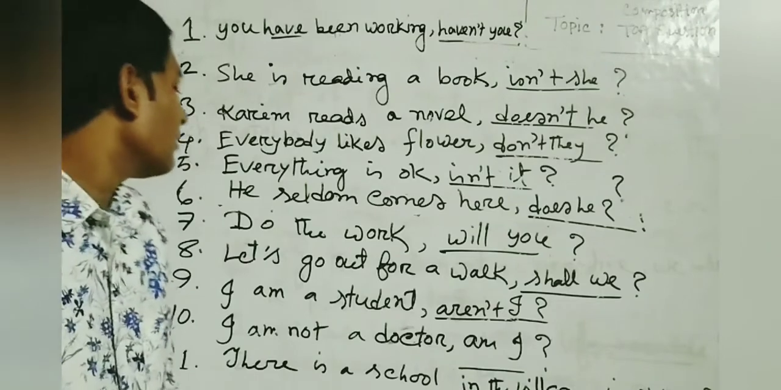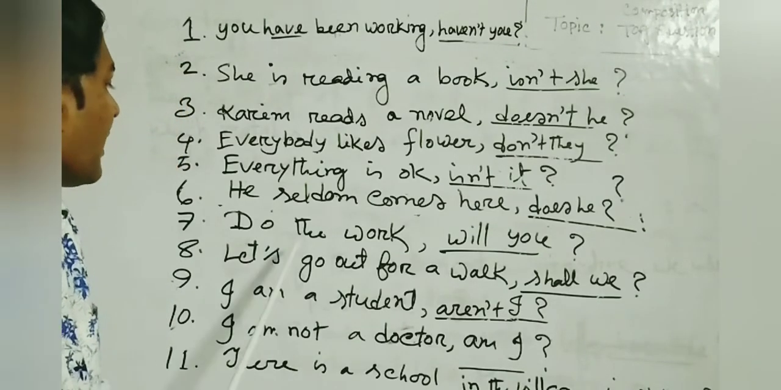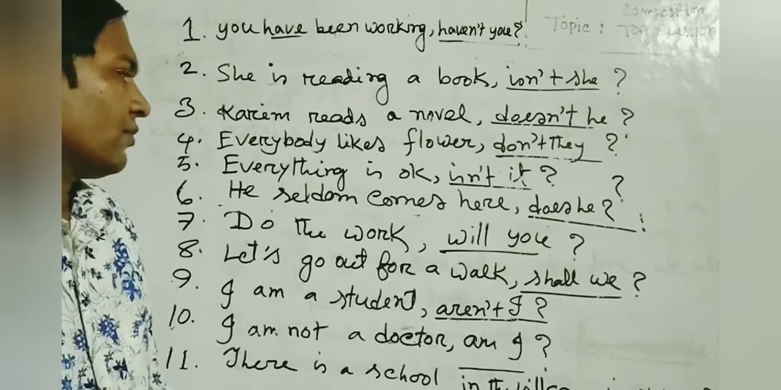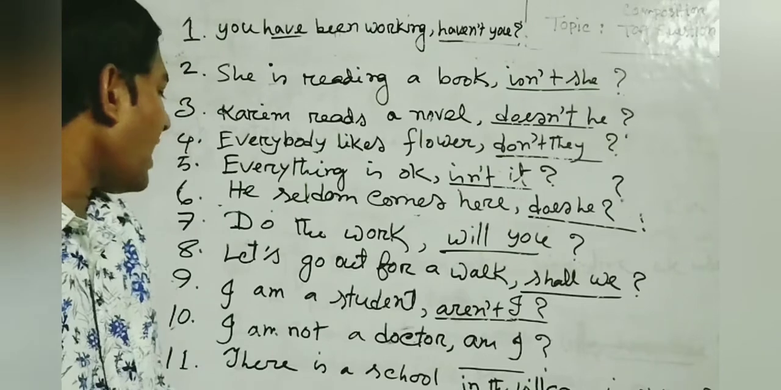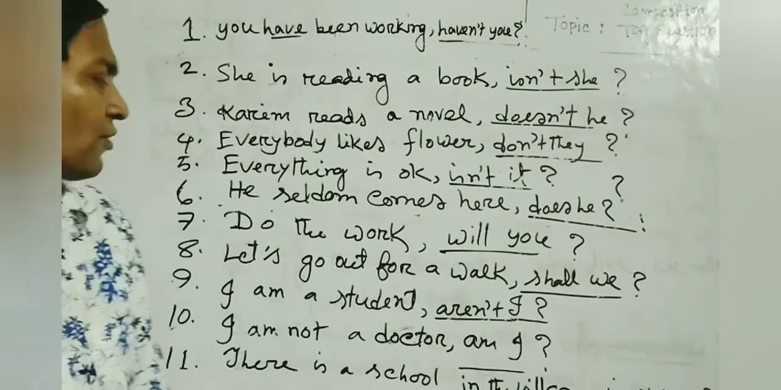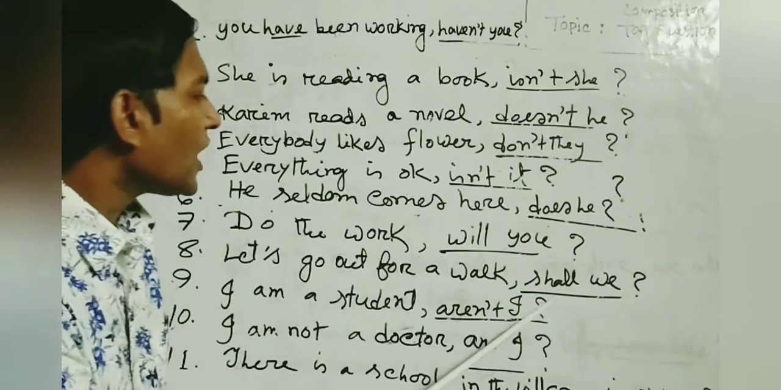Number 7, do the work. This is an imperative sentence. The tag will be will you. Number 8, let's go out for a walk. The tag will be shall we.